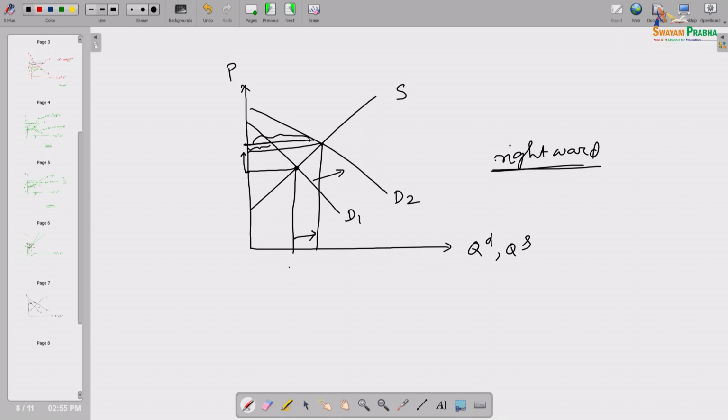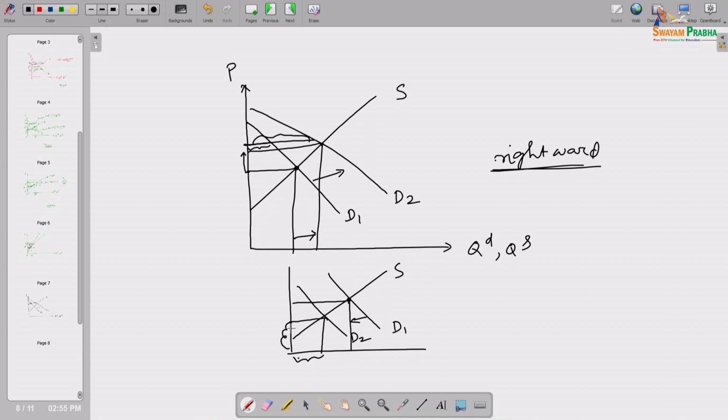Alternatively, suppose this is the supply curve as it is, but the demand curve was D1 here, D2 here; the demand curve shifted leftward. As a result, the initial equilibrium price was this much and equilibrium quantity this much; now the new equilibrium price is this much and the equilibrium quantity is this much.